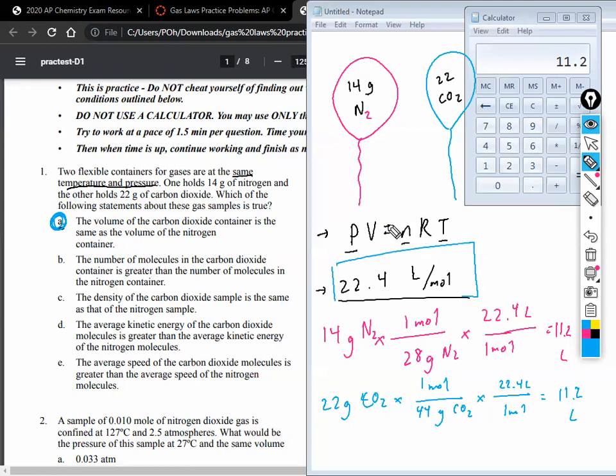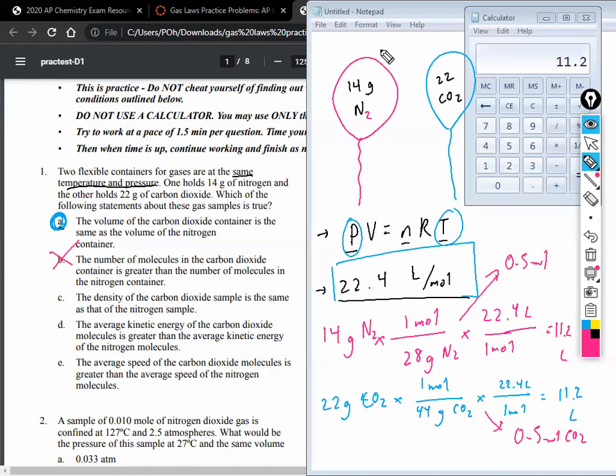We could have done PV equals nRT, but then we would have to substitute some other constants for P and T, so I think it's easier to use the 22.4, okay? All right, and then because we know that, we can also verify if the other ones are true or not. Number of molecules of carbon dioxide is greater than the number of molecules of nitrogen. Well, that's obviously not going to be true because if they have the same volume, that means we have the same number of moles. This is 0.5 moles of N2, and this is 0.5 moles of CO2. So if we have the same number of moles, that means we have the same number of molecules.